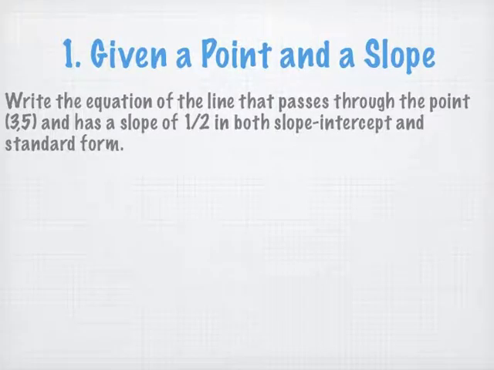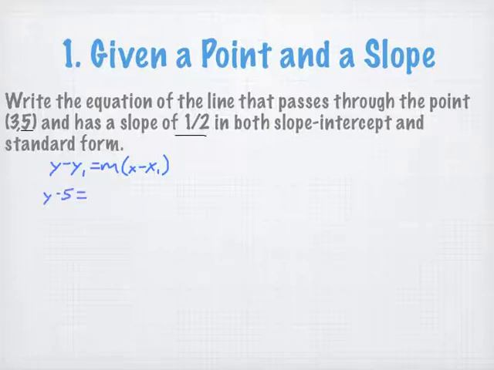This first example problem asks us for the equation of a line in both slope-intercept and also standard form for the equation of a line that passes through the point 3, 5 and has a slope of 1/2. So we're going to start this by using that information and plugging it into point-slope form. And so that gives us y minus 5 is equal to the slope, 1/2, times the quantity x minus 3.